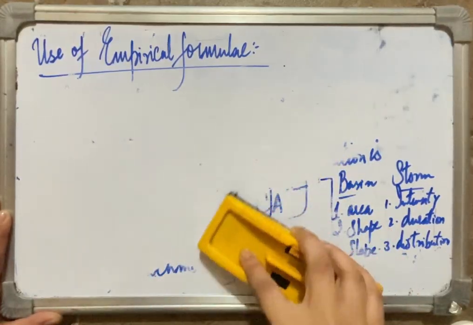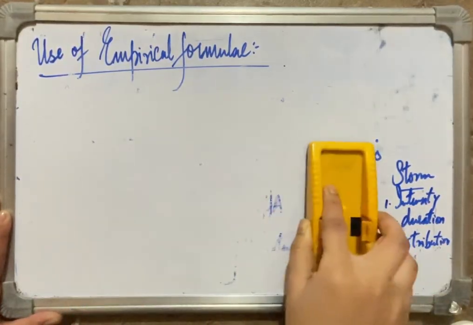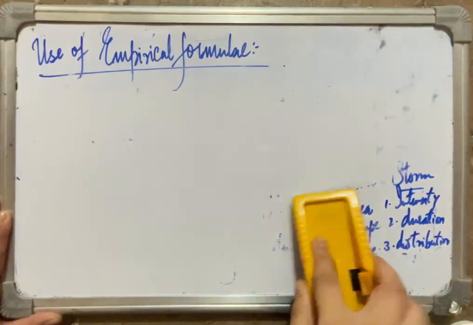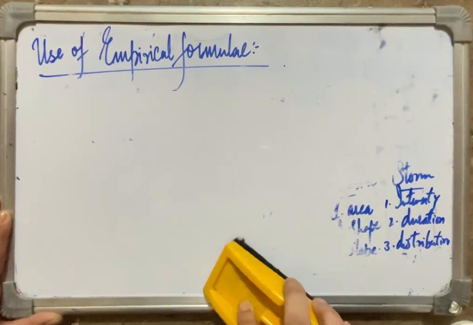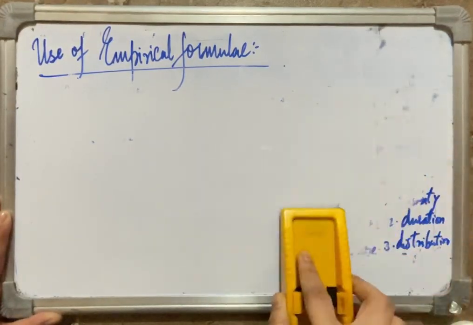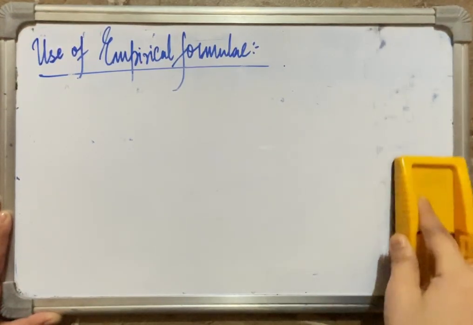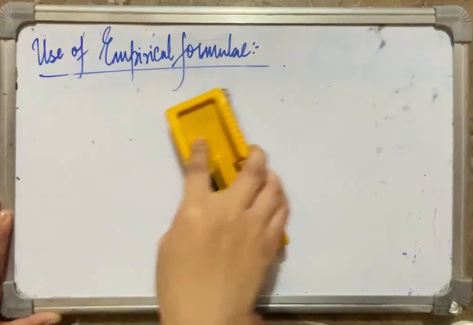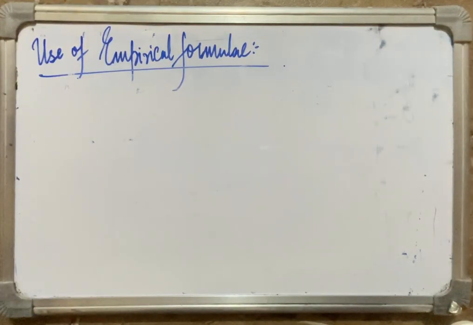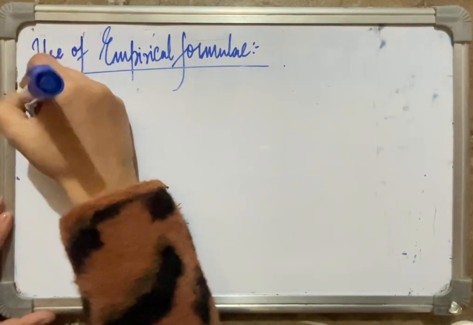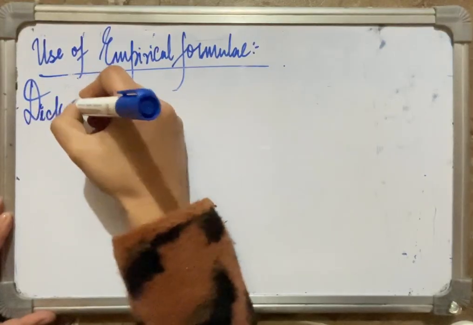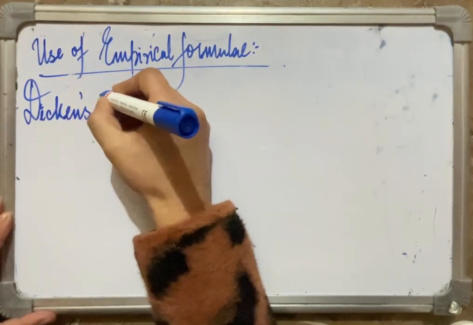Now we'll study the empirical formulae which have been developed for particular regions and have evolved over time. The first one is the Dickens formula. All right, Dickens formula.